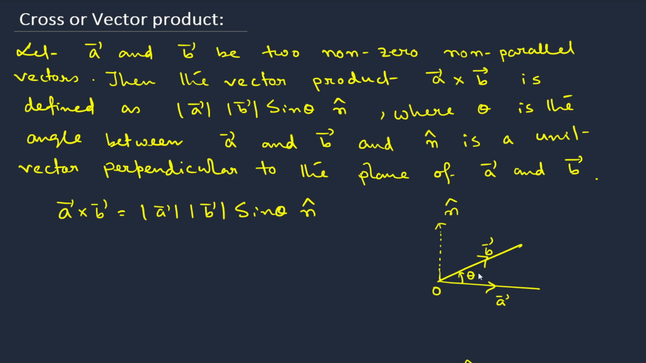But if you take the reverse order, b cross a, in the clockwise direction, then n cap will be in the downward direction. That you have to remember. This is also called the right hand thumb rule. So a bar cross b bar is modulus a bar, which is a, modulus b bar, which is b, then sine theta, then n cap. If we take the magnitude of a bar cross b bar, it will be a b sine theta, since n cap is a unit vector and its magnitude is 1. So this is another formula: modulus of a bar cross b bar is a b sine theta.